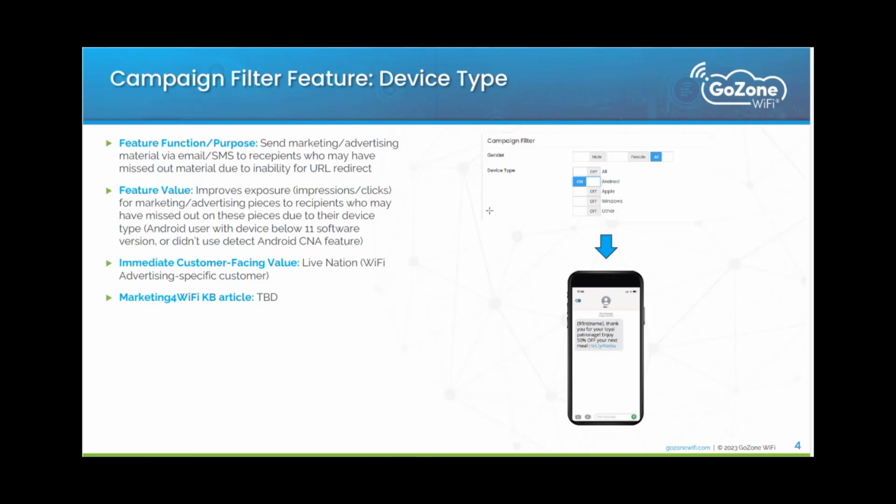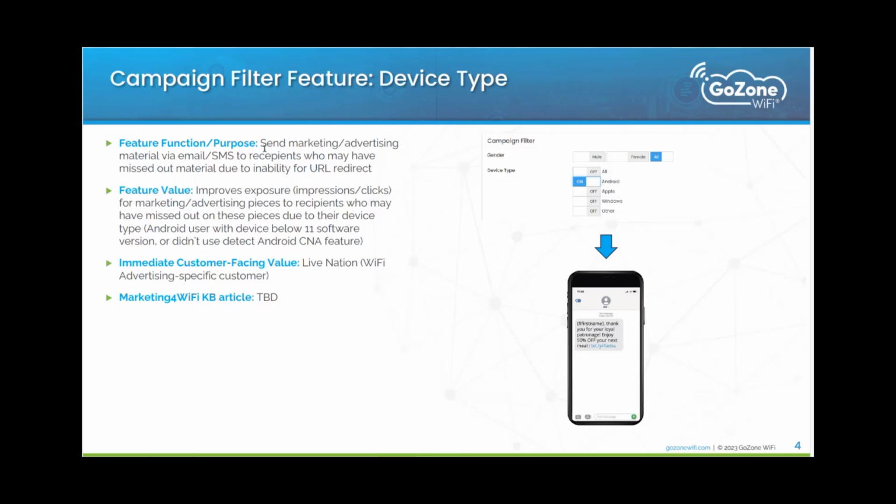As you see here in this little snippet, the feature is run in the campaign tool in Marketing4WiFi, not to be confused with the campaign template tool. That is where email and SMS creatives are made, but the campaign tool itself is where the campaigns are built for the trigger purposes. There is the filter option for the device type. Again, I do believe that would have to be turned on at the operator level for any specific client users to have access to this feature.